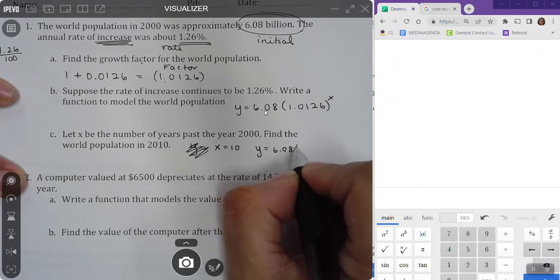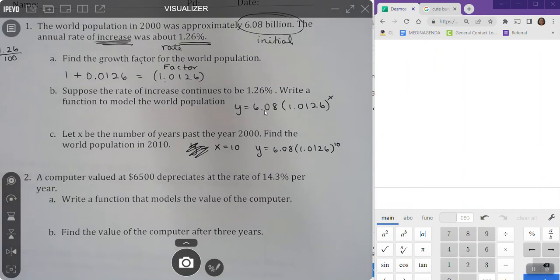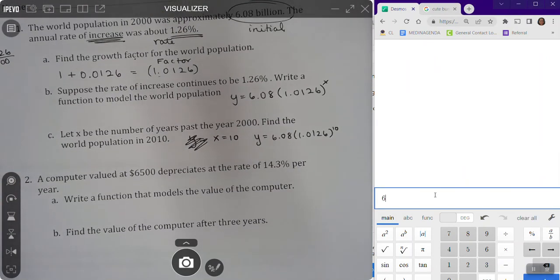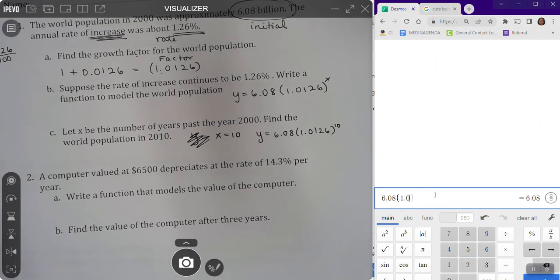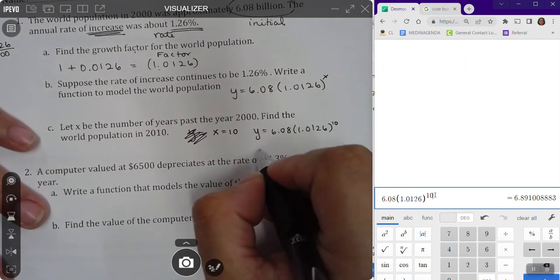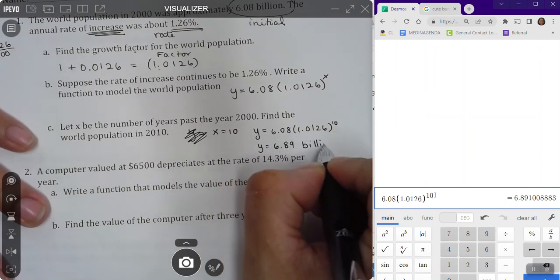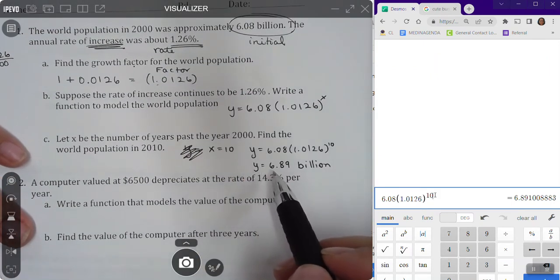Just trying to make sure that we're still on camera. Heading over to decimals. 6.08 times 1.0126 raised to the 10 years. There you go. I'm going to round that off to 6.89. So that means the population is going to be 6.89 billion. All right, so it started at 6.08 billion, and now 10 years later, it'll be 6.89 billion.